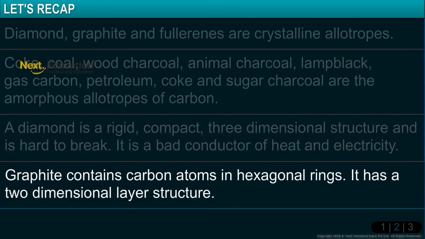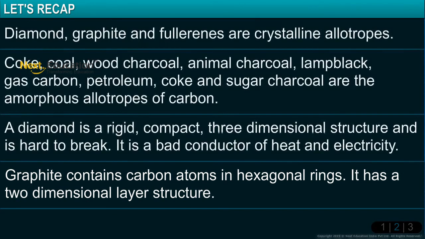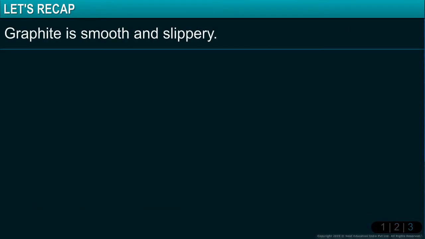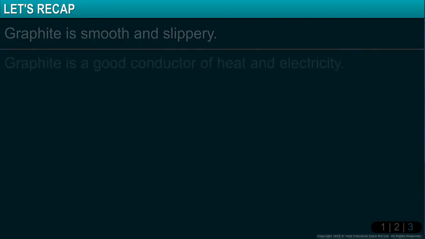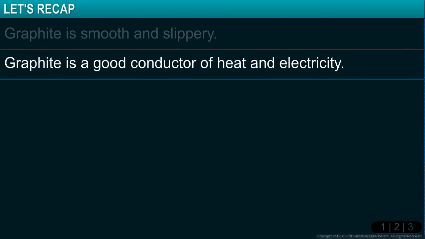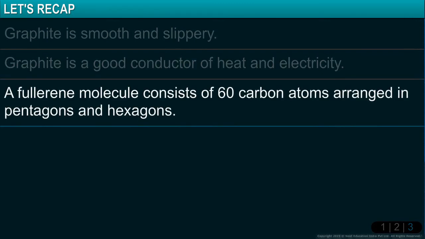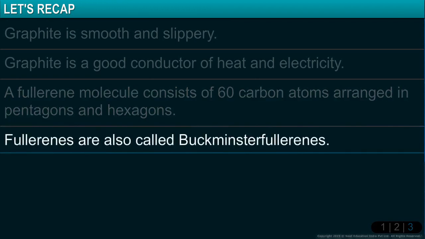Graphite contains carbon atoms in hexagonal rings. It has a two-dimensional layer structure. Graphite is smooth and slippery. Graphite is a good conductor of heat and electricity. A fullerene molecule consists of 60 carbon atoms arranged in pentagons and hexagons. Fullerenes are also called Buckminster fullerenes.